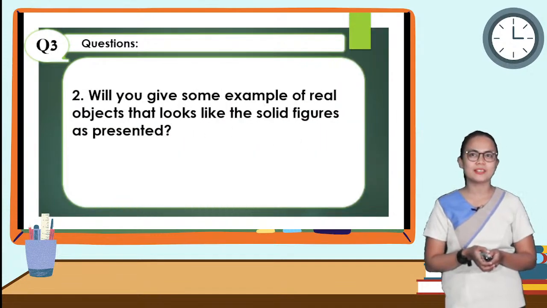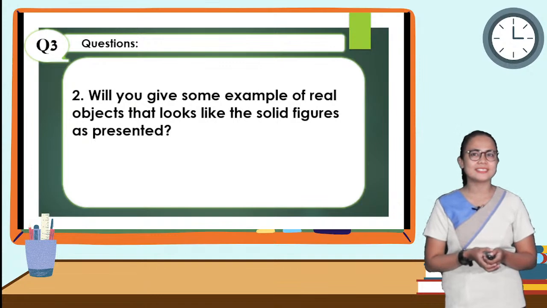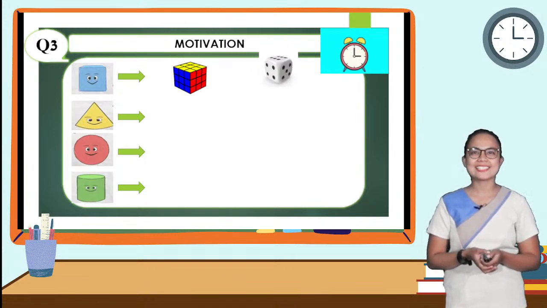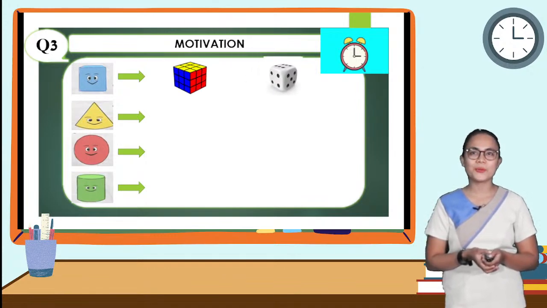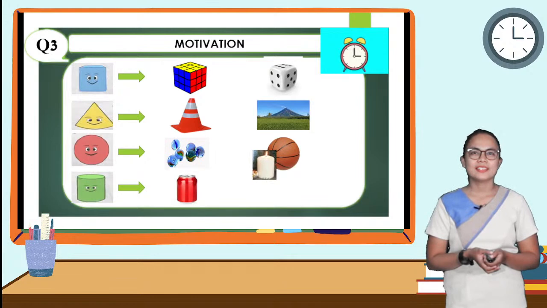How about number 2? Will you give some examples of real objects that look like the solid figures as presented? Let's start. Cube for nice, Rubik's Cube, and a dice. Next, we have a cone. Cone for traffic cone and Mayon volcano. Sphere for excellent. We have marbles and a ball. The last one, we have the cylinder. Great. We have a soda can and a candle.